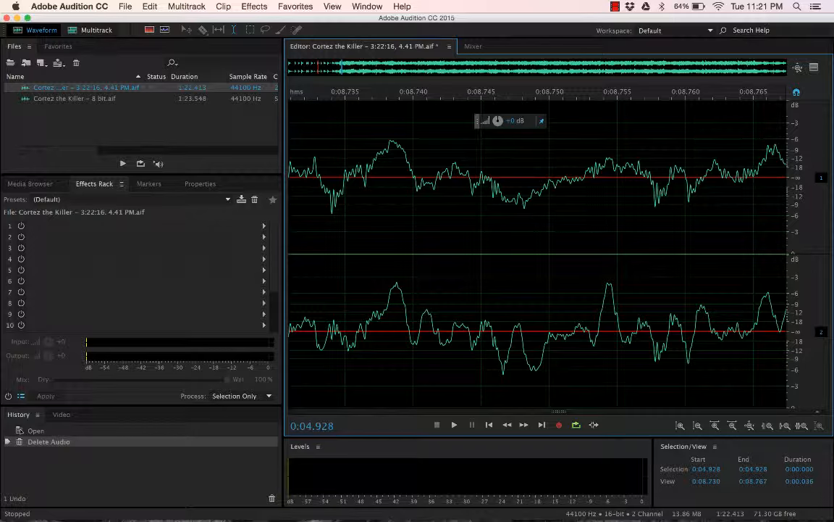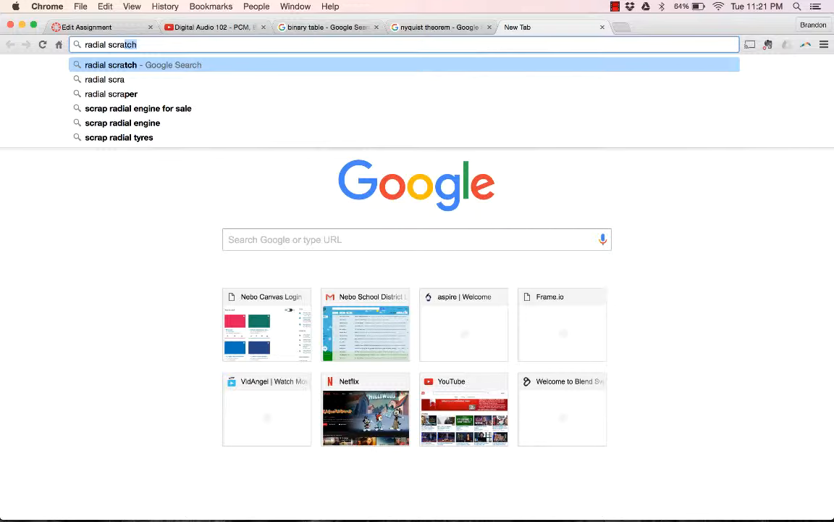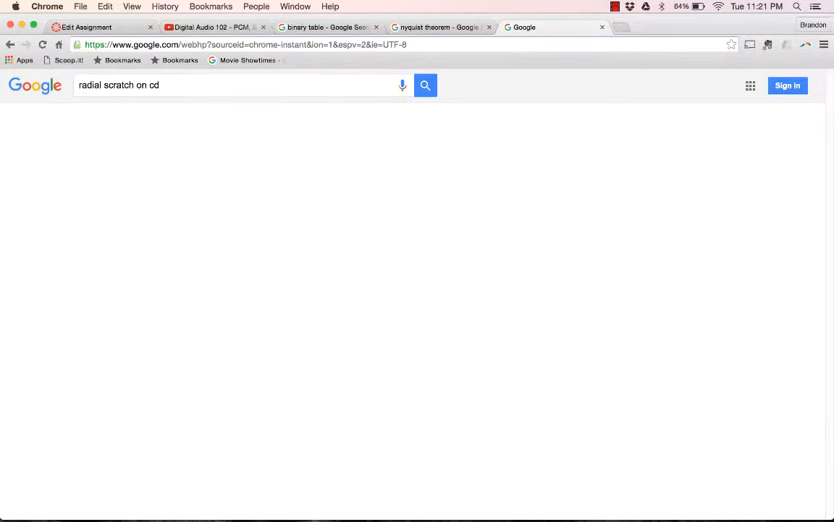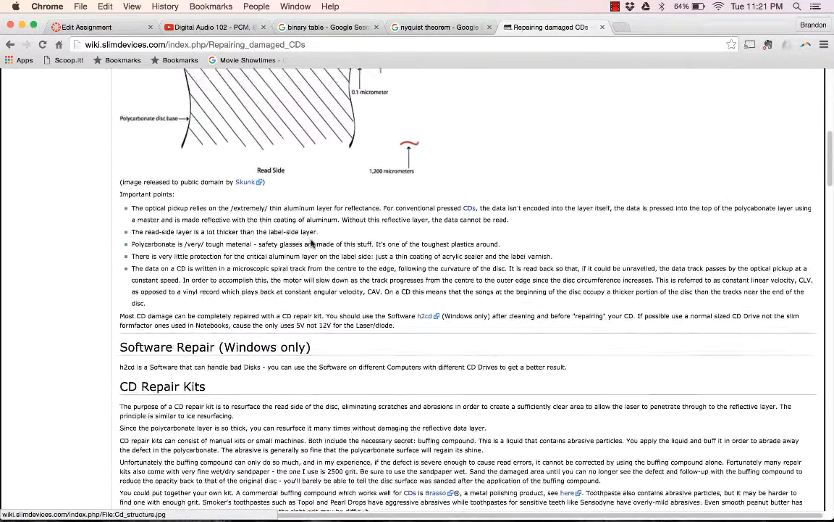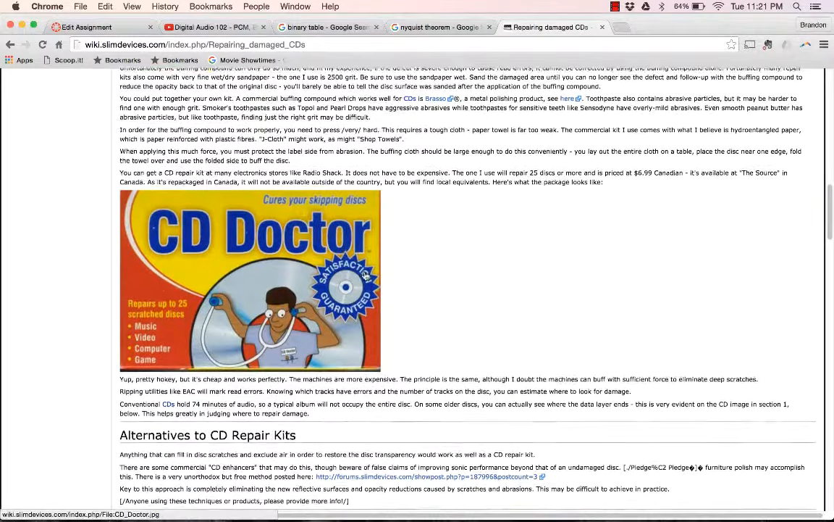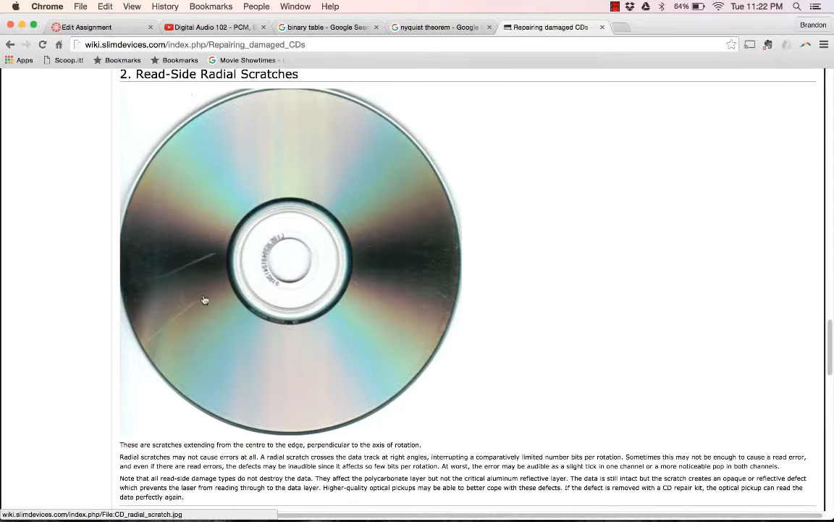Then with CDs, is it better to buy at a pawn shop with radial or circular scratches? Let's look at this. Radial scratches. So this site's telling you how to repair CDs. If you get a CD and you've got, these are called radial scratches because they go along the radius. These ones are not a huge deal because CDs spin this way, and so you're only losing occasional information just every time it crosses this line. And I guess those are pretty easily cleaned.